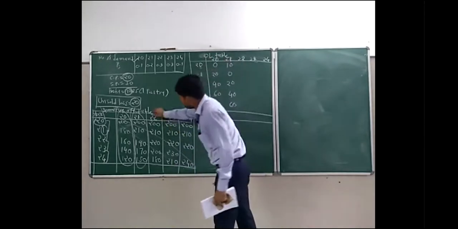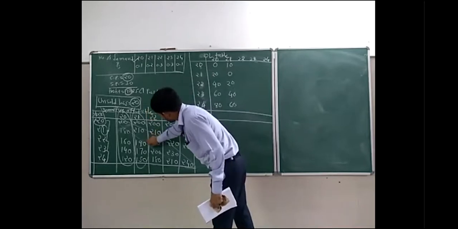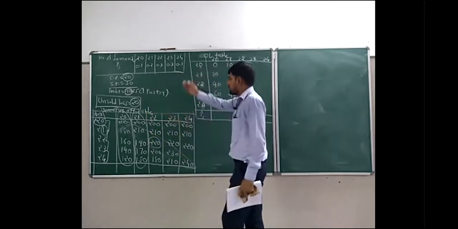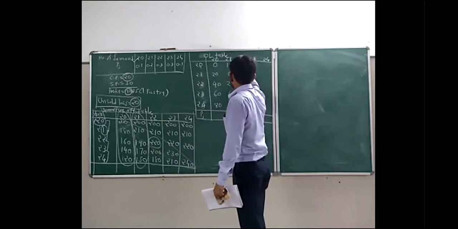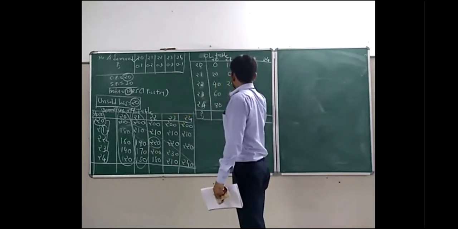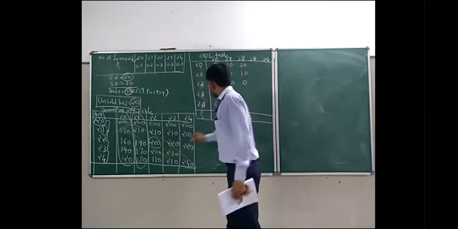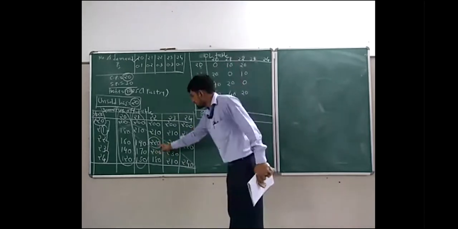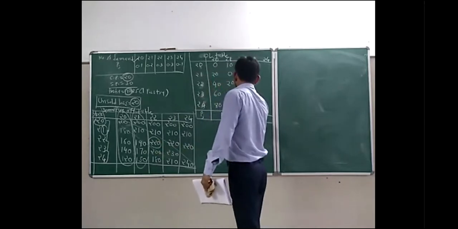Then again here, for the third column, maximum amount is 220. So subtract all from 220. So it is 20. Then 220 minus 210, 10. Then 0, 220 minus 220. And 220 minus 180, 40.